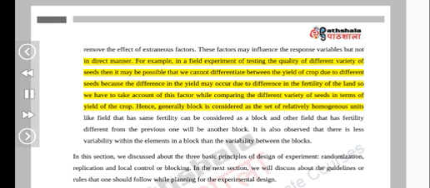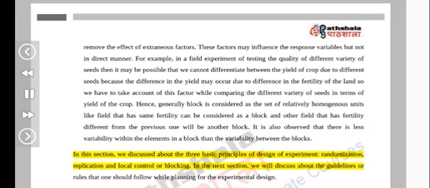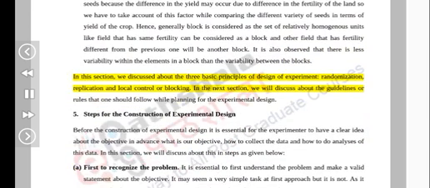For example, in a field experiment testing the quality of different varieties of seeds, it may be possible that we cannot differentiate between the yield of the crop due to different seeds, because the difference in the yield may occur due to difference in the fertility of the land, so we have to take account of this factor while comparing the different varieties of seeds in terms of yield of the crop. Hence, generally a block is considered as a set of relatively homogeneous units, like a field that has the same fertility can be considered as a block, and another field that has fertility different from the previous one will be another block. It is also observed that there is less variability within the elements in a block than the variability between the blocks.